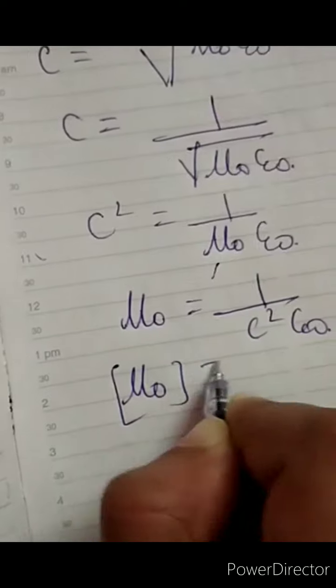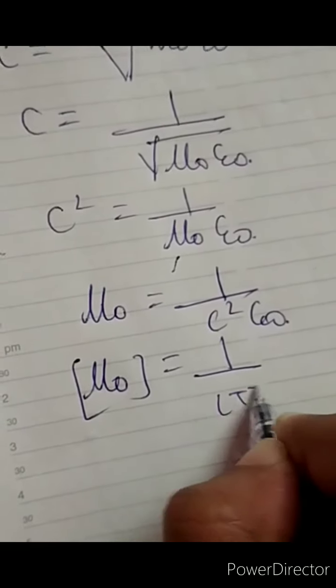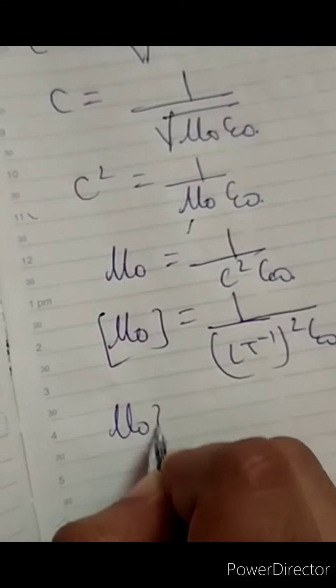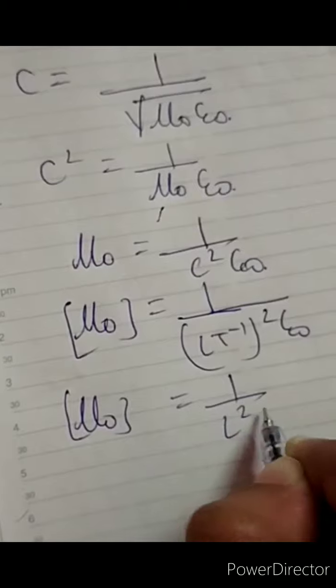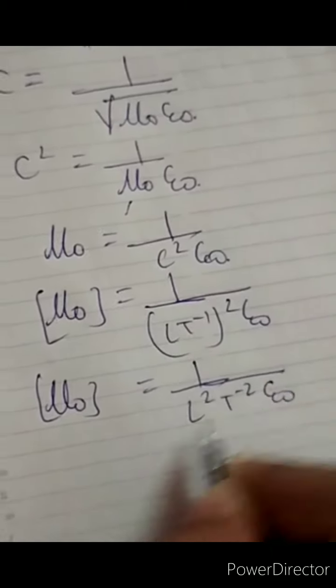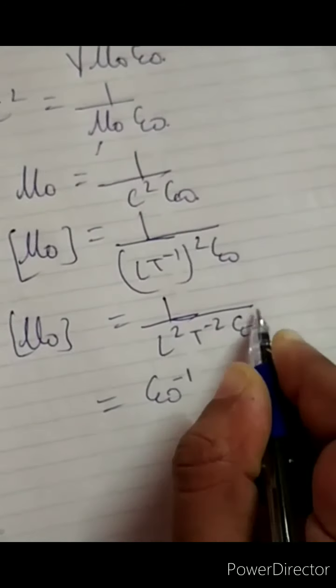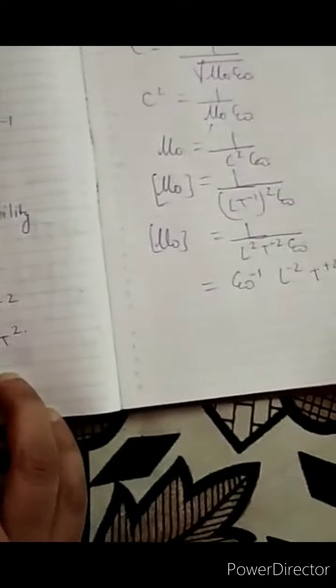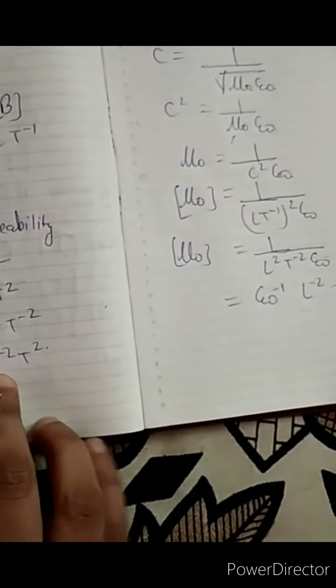Mu 0 as a dimension, C is LT minus 1 to the power square, and epsilon 0. Mu 0 is equal to 1 upon L square T minus 2 epsilon 0. Or if you put everything in the numerator, you will get epsilon 0 minus 1 L minus 2 and T plus 2. So option D is correct.